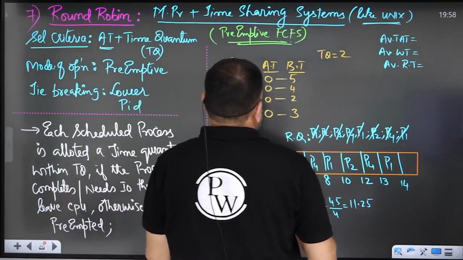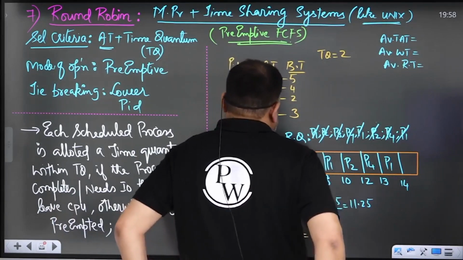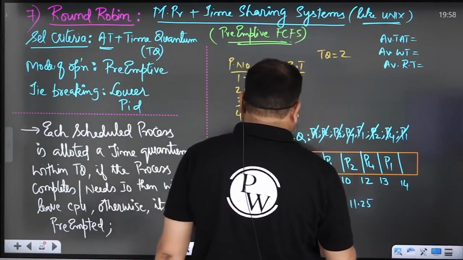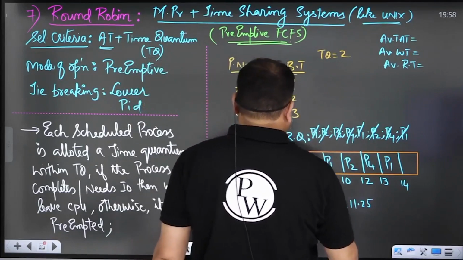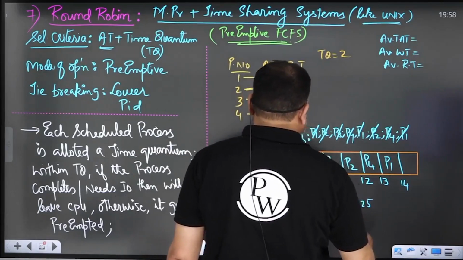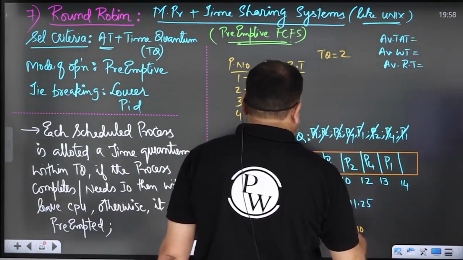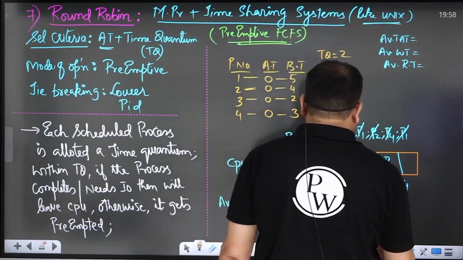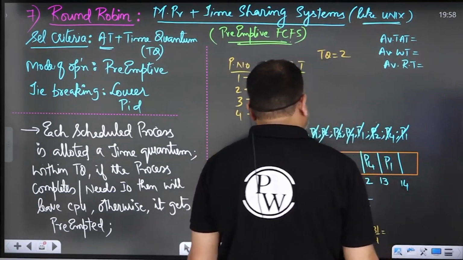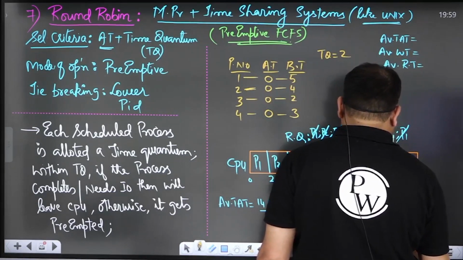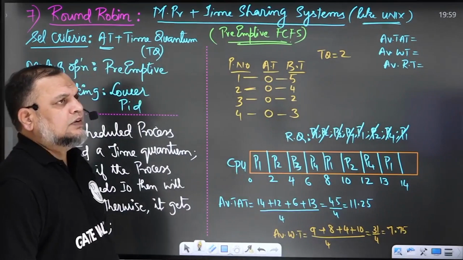For waiting time, P1: 14 minus 5, so 9. Waiting time is turnaround time minus burst time. So 14 minus 5 is 9, plus 12 minus 4 is 8, plus 6 minus 2 is 4, plus 13 minus 3 is 10, divided by 4. So 17, 27, 31; 31 by 4 is 7.75.